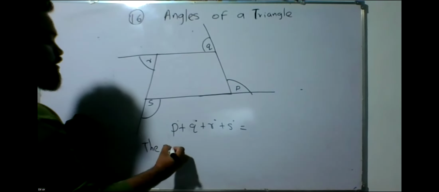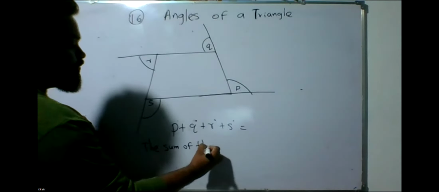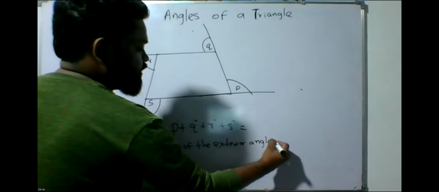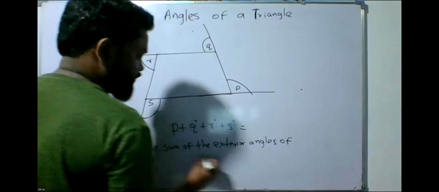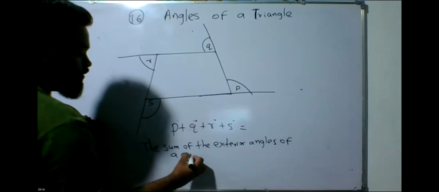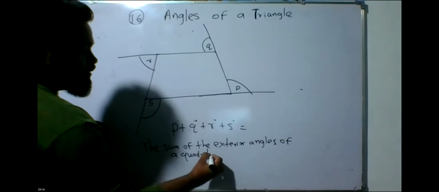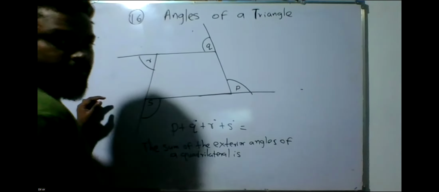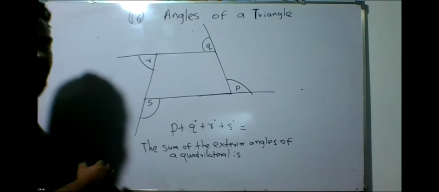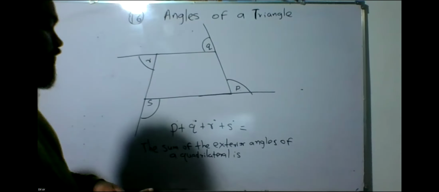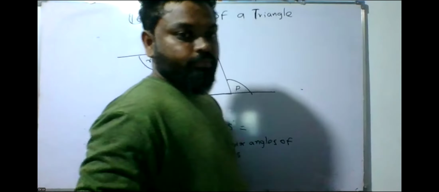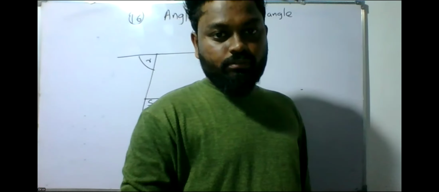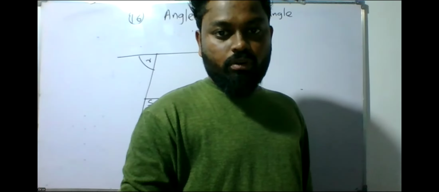The sum of the exterior angles of a quadrilateral is? The sum of the exterior angles of a quadrilateral. No, Kavin, very wrong, very wrong.